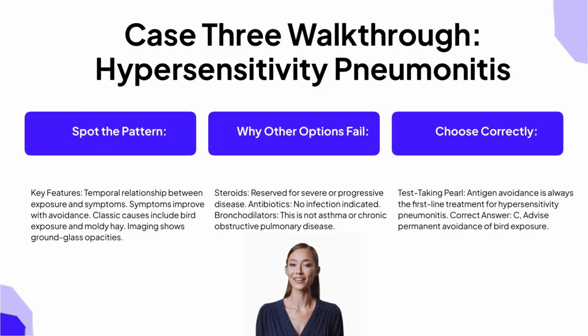Spot the pattern immediately. There's a clear temporal relationship between bird exposure and symptom onset. The 4 to 6 hour delay is classic for hypersensitivity pneumonitis. Most importantly, symptoms improve with avoidance, which is the key diagnostic clue.